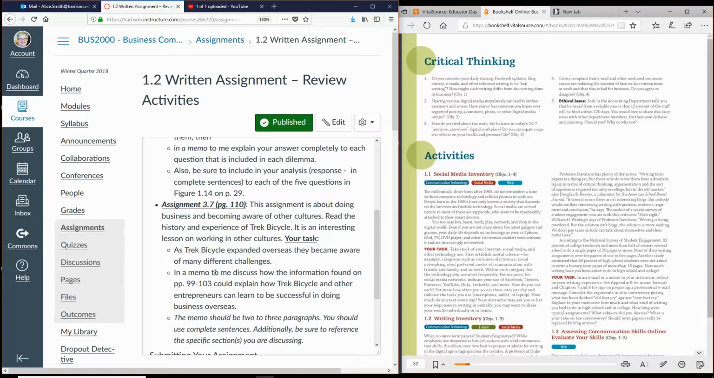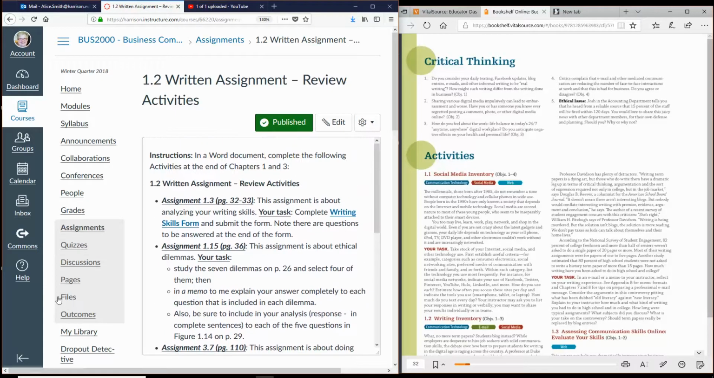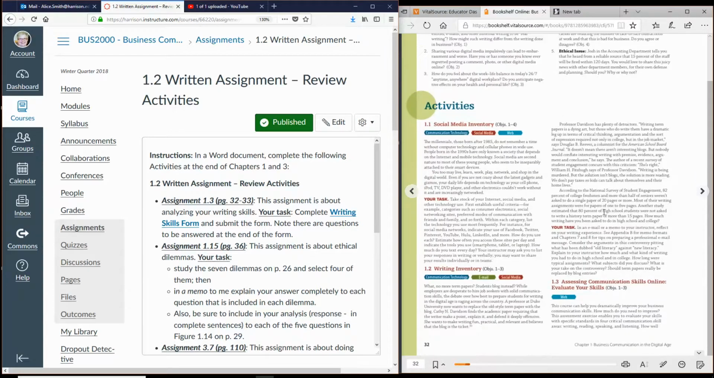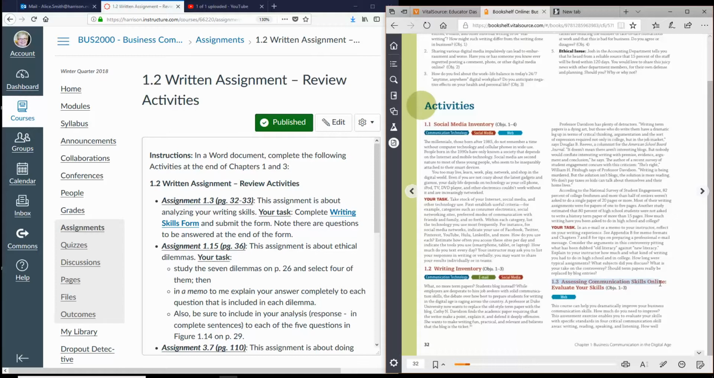Okay, remember that in the module I said in the lecture and assignment tab, there is the actual discussion of the pages for this whole chapter and for chapter 3. So let's start off with assignment 1.3. On your left is the Canvas assignments, and on your right is the actual textbook. So assignment 1.3, pages 32 through 33, is right here, and it covers objectives 1 through 3.